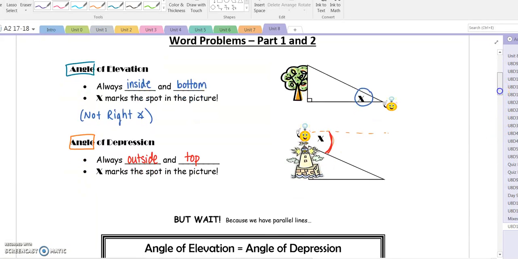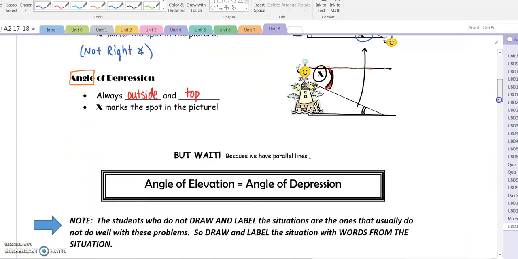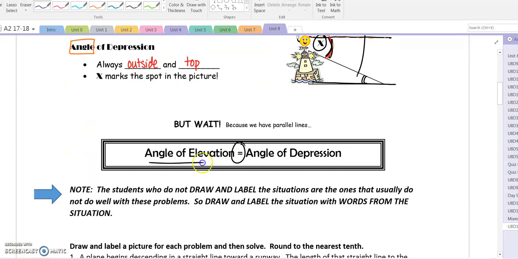But wait, one thing some of us might remember from geometry is that if we have two parallel lines, 1, 2, then these two angles, this one that's labeled x, as well as the angle labeled x from the previous picture, they're actually equal to each other. So the angle of depression and the angle of elevation are always going to be the same angle.